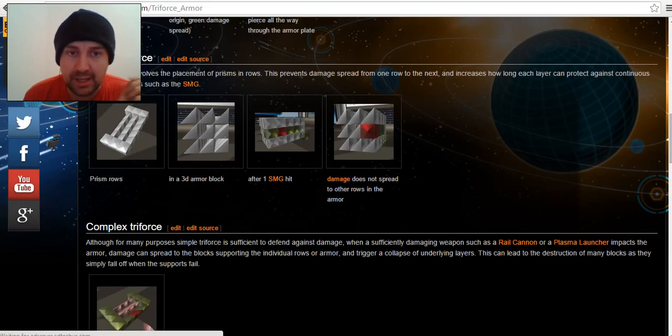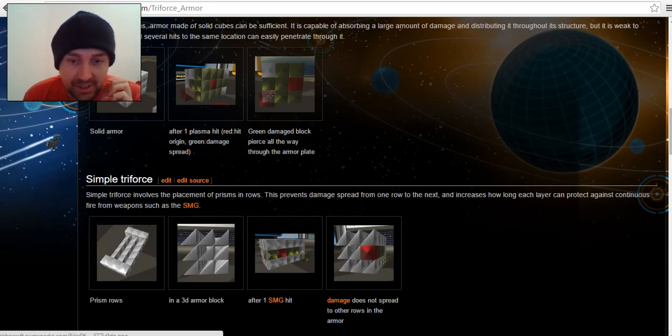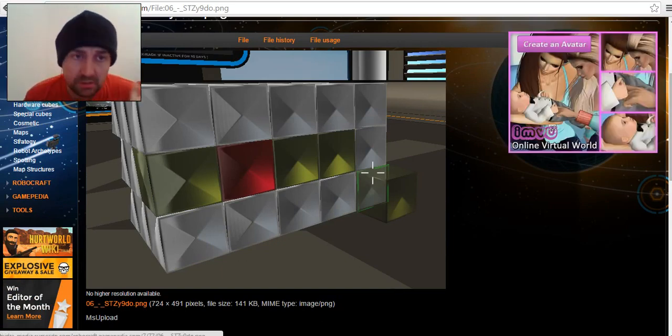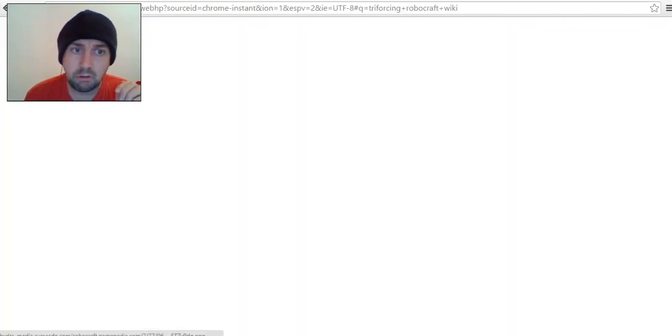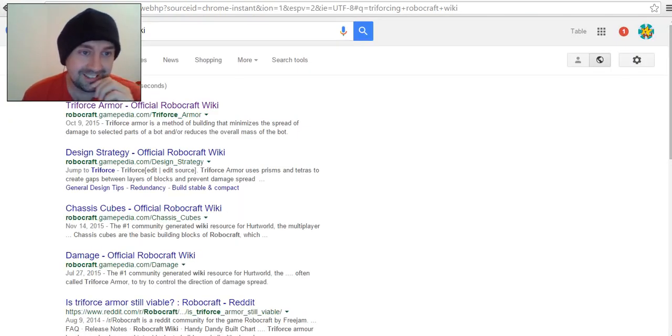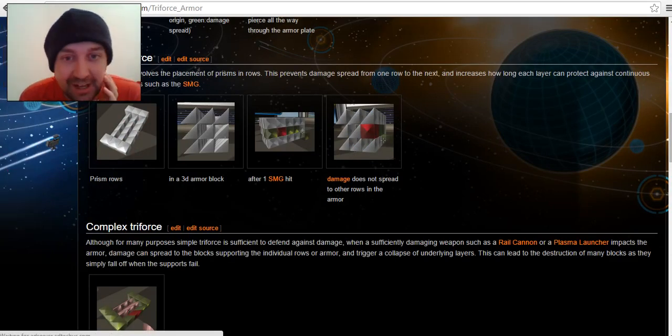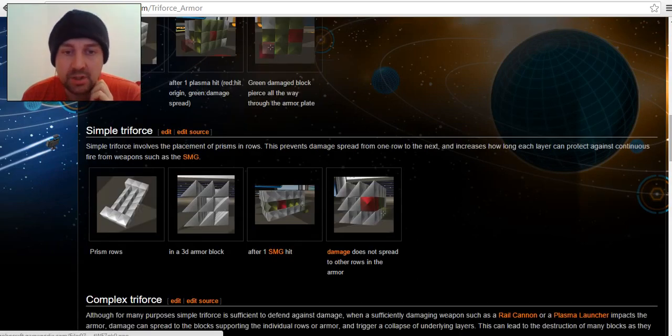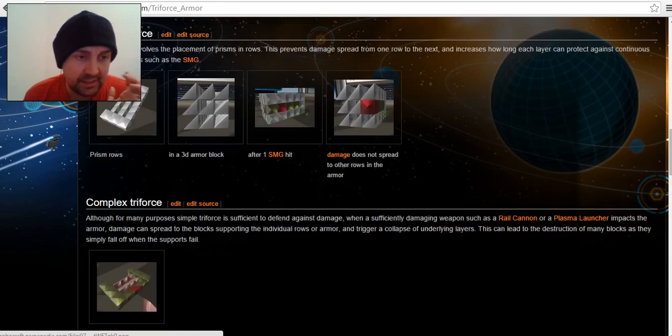Okay. After one SMG hit, so it hits here, it distributes along the row and doesn't continue forward. Fine, I get that. So far, not so complicated. Went too far. Right. Damage does not spread to other rows in the armor. So, unlike the solid block, the damage doesn't spread through, it stays on that row. Fine.